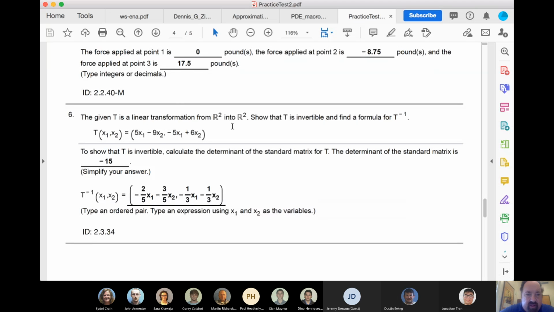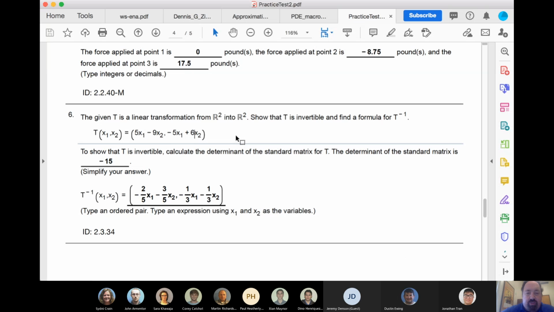Okay, here we have a linear transformation from R2 to R2. Show that T is invertible. The way you show that T is invertible is you get the standard matrix for this transformation. So the coefficients here give you the first row. The coefficients here give you the second row. So the standard matrix in this case would be 5, minus 9 in the first row, and then minus 5 and 6 for the second row.